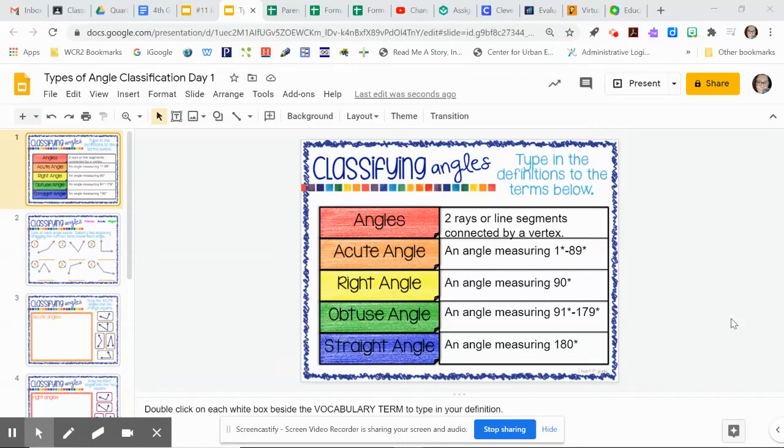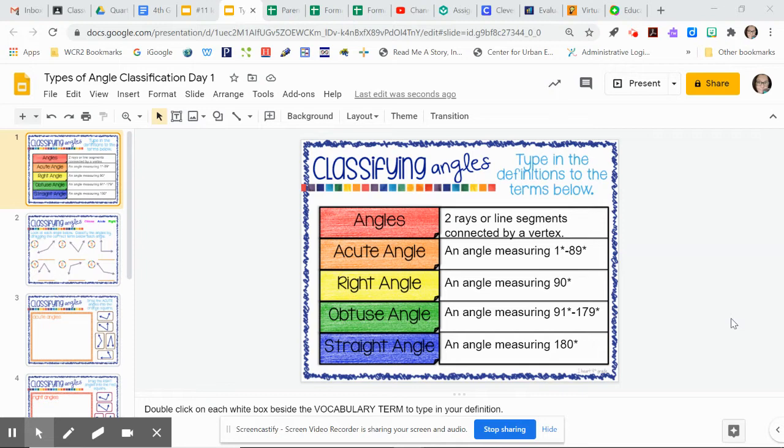Boys and girls, I'm using this as a presentation to show you some examples of the different types of angles that you're going to be working with. This isn't something that you guys are going to have to do. This is purely for me to just show you and demonstrate, or classify, some of these angles.